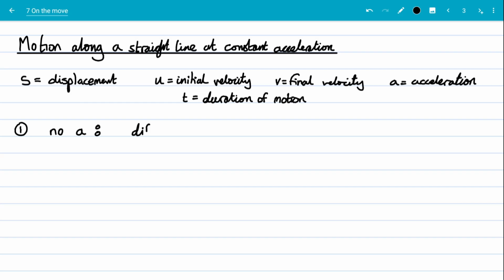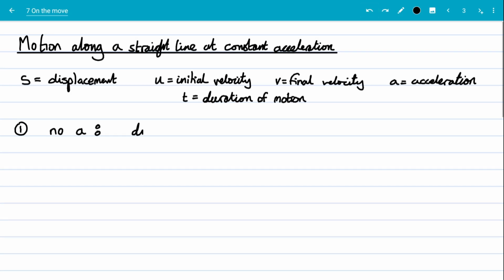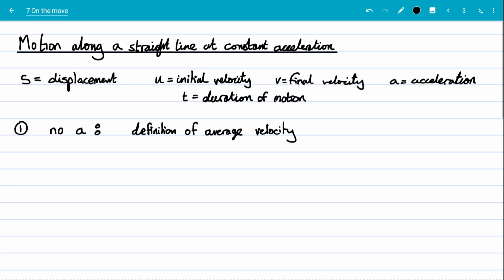Now, in this equation, we are simply writing the definition of average velocity. This is what it is. Definition of average velocity. That's all it is. And the definition of average velocity, remember that was V average, was just S divided by T.